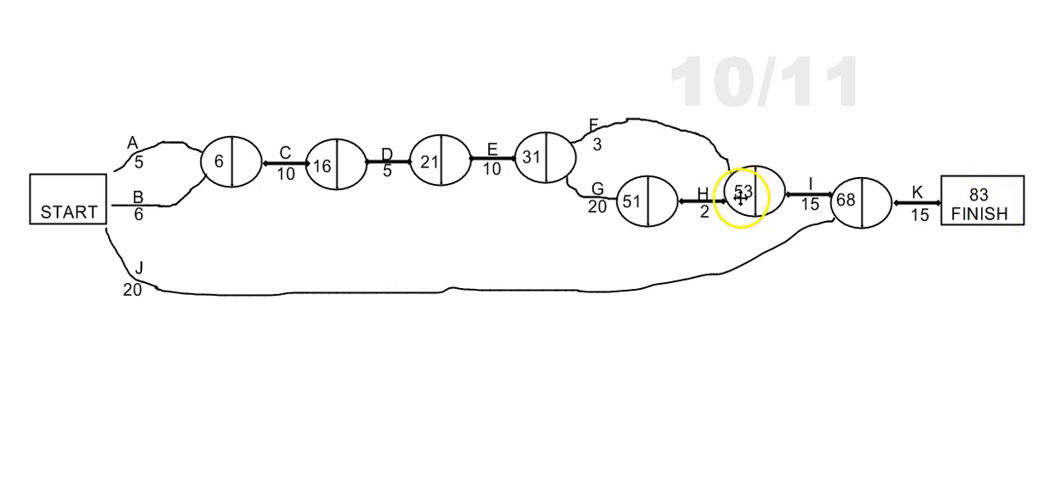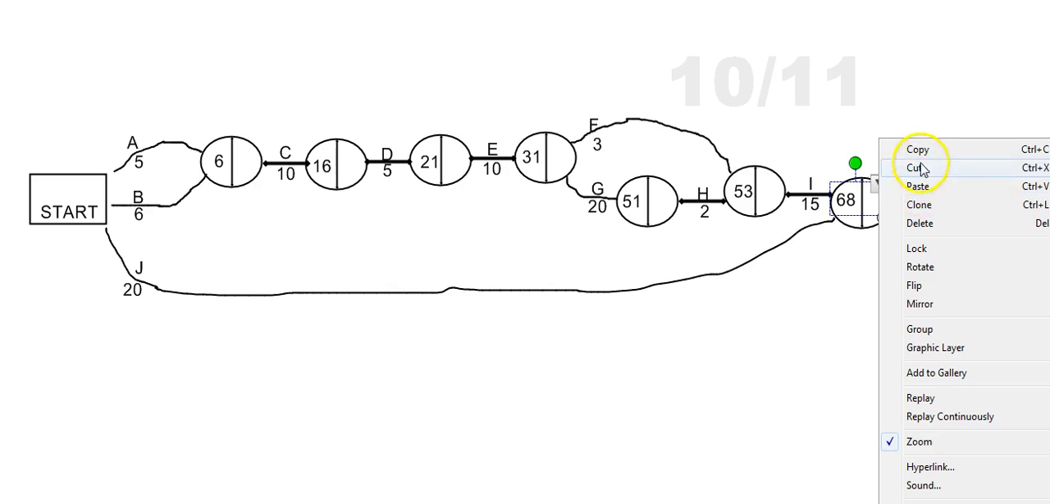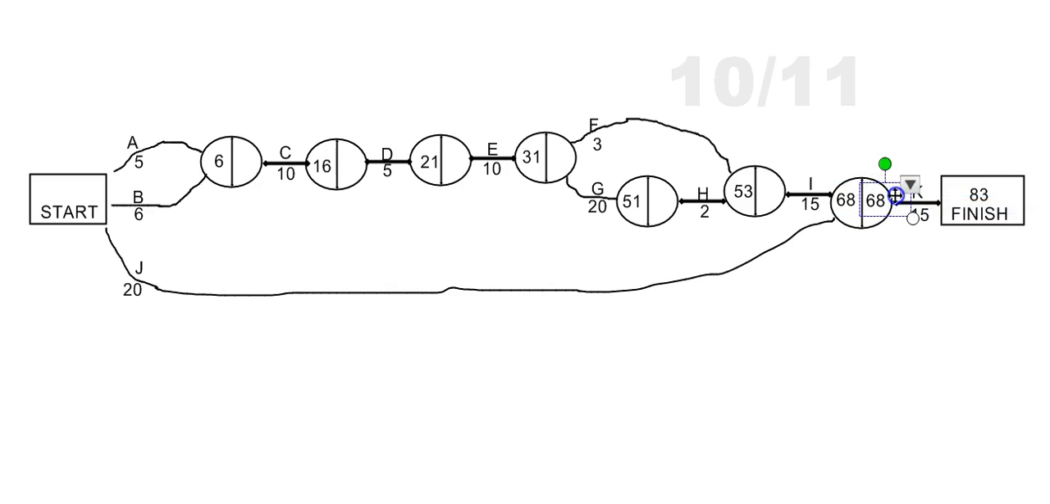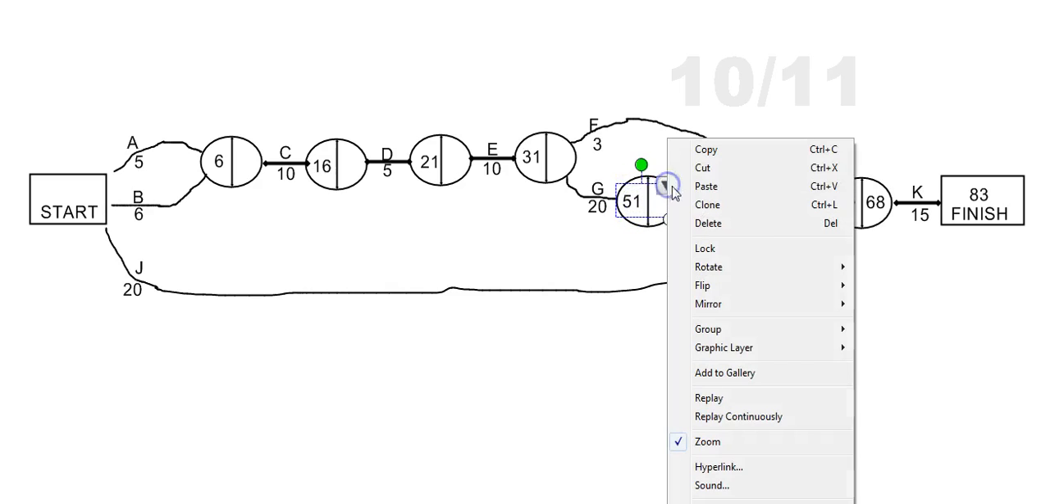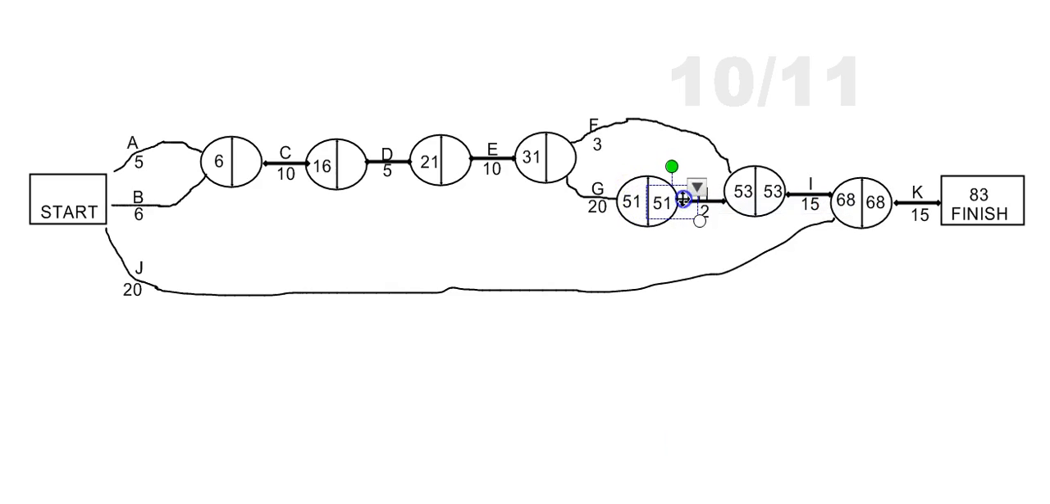So now let's work backwards to do a backward scan. Once again, we're going to start from one end, but we're going to go backwards this time to get to the other end. This time we're going to subtract each time. 83 take 15 is 68. 68 take 15 is 53. 53 take 2 is 51. 51 take 20 is 31.